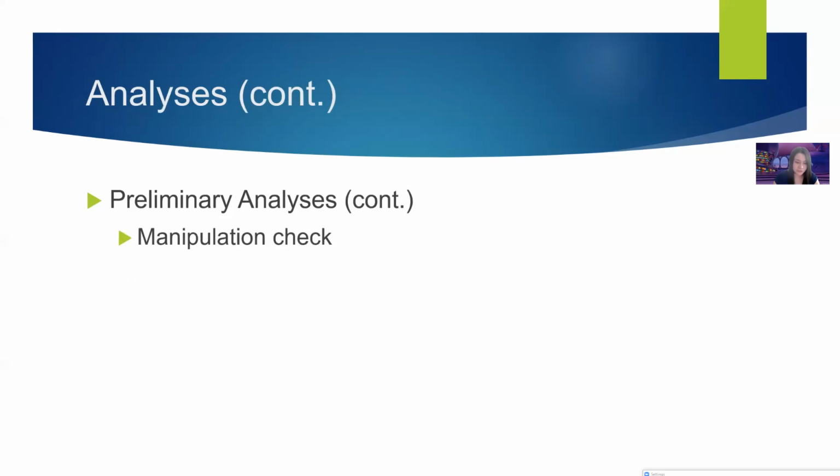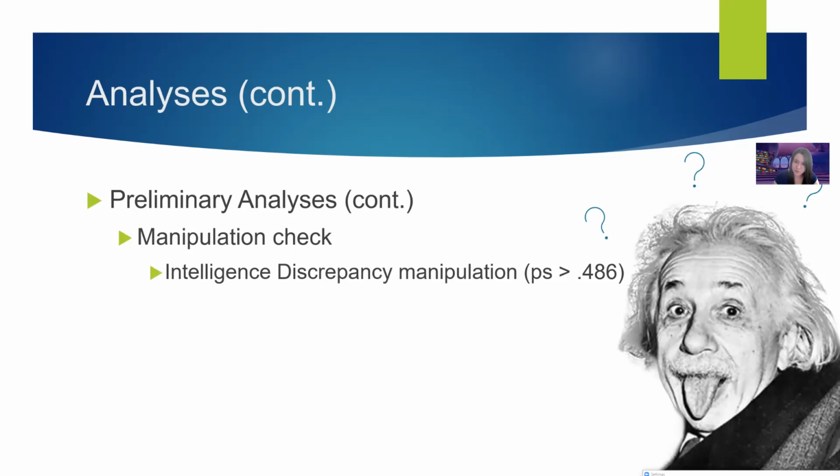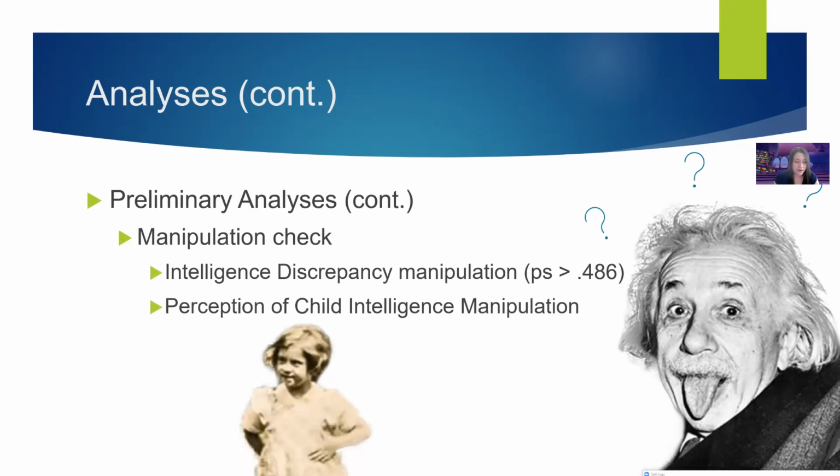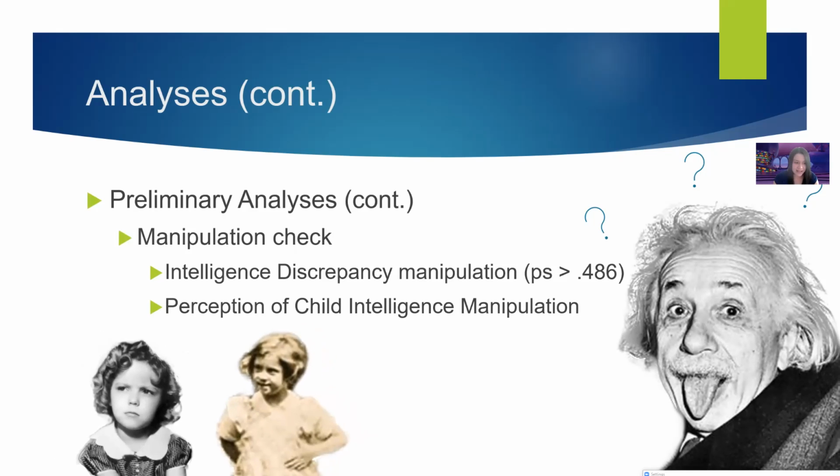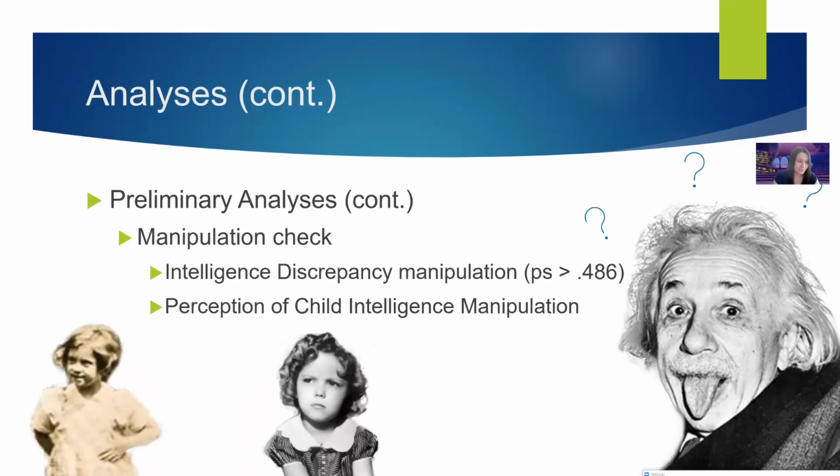Okay, we then looked at manipulation checks. And when we looked at our intelligence discrepancy manipulation, we found that it didn't actually manipulate parents' discrepancies. When we looked at our perception of child intelligence manipulation, we found that our Anne de Gaulle prompt and our Shirley Temple prompt had the opposite effect of what was intended, so that parents who were presented with the Anne de Gaulle prompt perceived their child as no more or less intelligent than they did prior to seeing it. Parents who were presented with the Shirley Temple prompt, on the other hand, reported their child as being more intelligent after seeing Shirley.